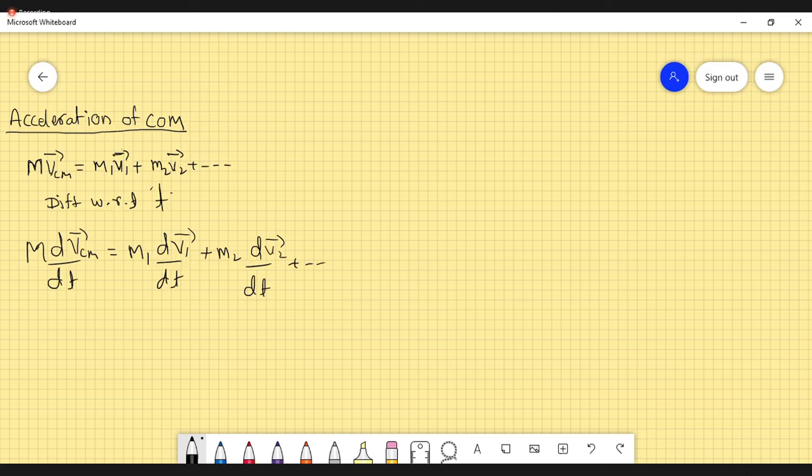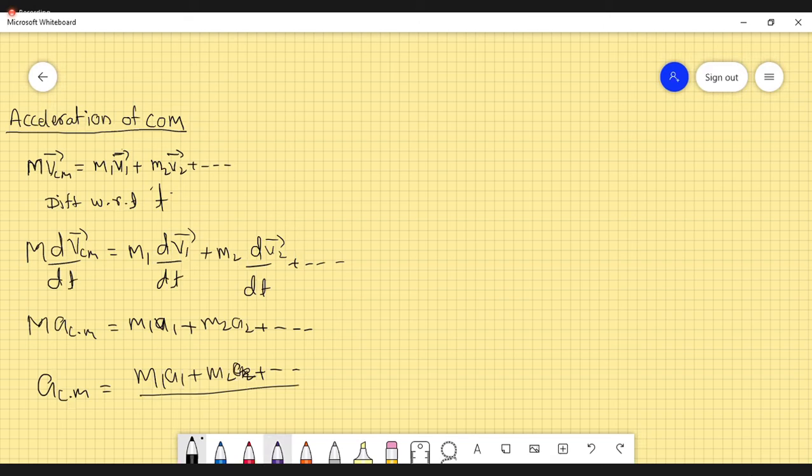We know that the rate of change of velocity is acceleration. So finally we can write: total mass times acceleration of center of mass equals m1 a1 plus m2 a2 and so on. So the acceleration of center of mass equals m1 a1 plus m2 a2 and so on, divided by total mass. So this is the acceleration. Clear?